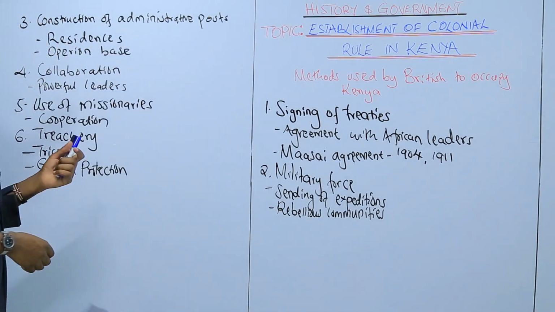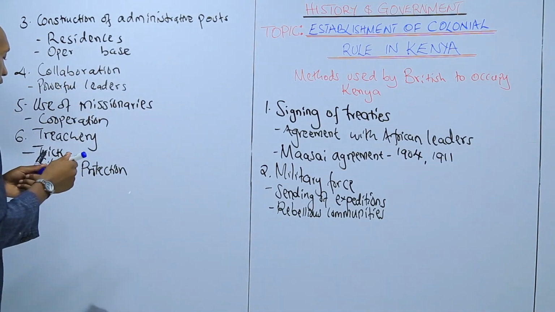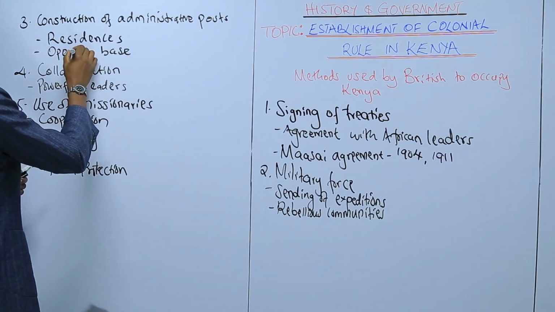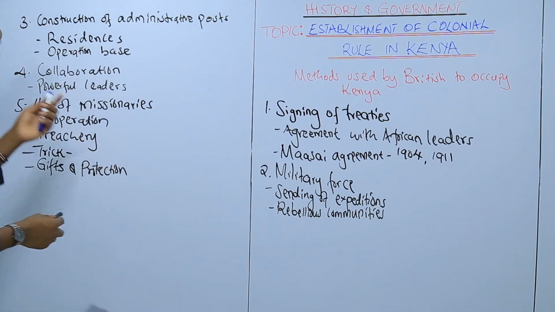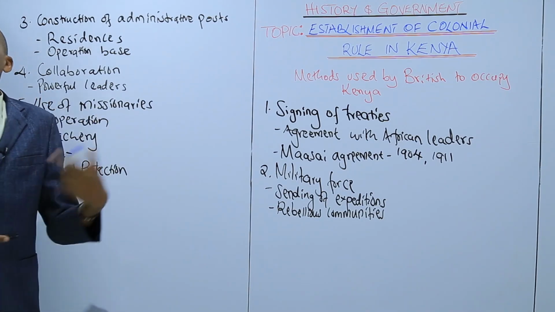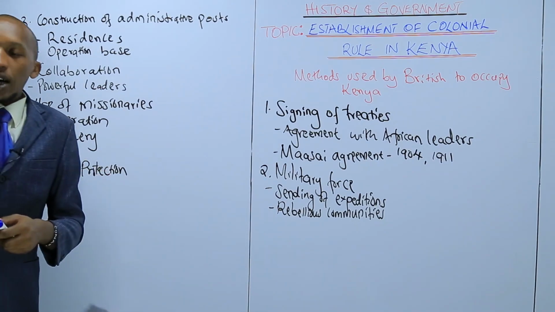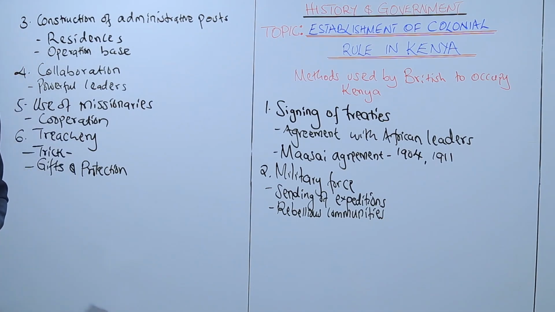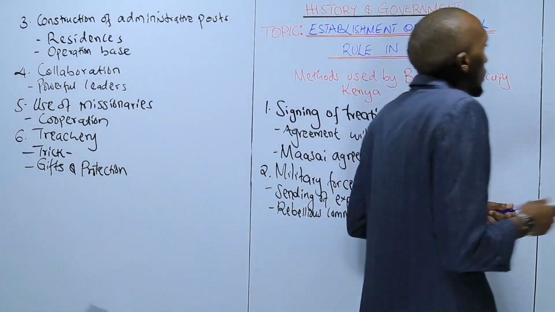It was a base of operation. Pardon my spelling there. And also they collaborated with the African leaders, and then they used missionaries to persuade Africans to cooperate with the British, and then lastly they used treachery as a method of acquiring territory.